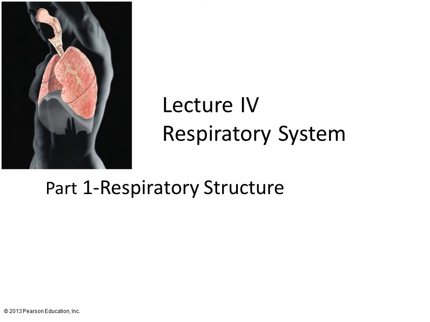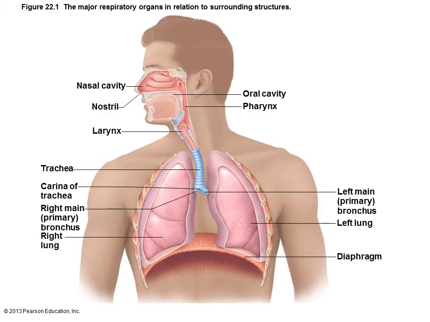Hello everyone. We are going to talk about respiratory structure, lecture 4 of the respiratory system. The major function of the respiratory system is to supply the body with oxygen and dispose of CO2, which is a waste product of cellular respiration. They involve both the respiratory and circulatory systems and also function in olfaction and speech.